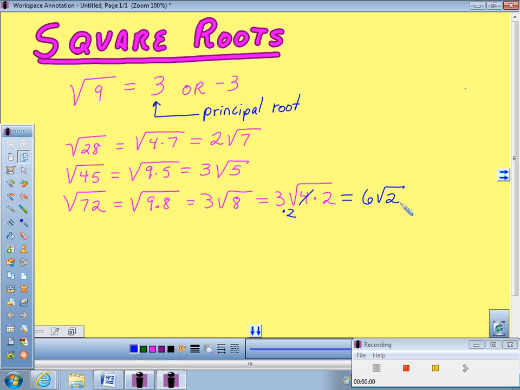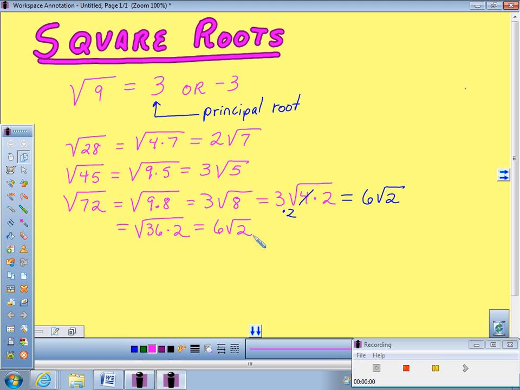Now, the faster way to have done that, rather than having to do it twice, is to also notice that 72 is really 36 times 2. So if you can think of a bigger perfect square number that works, you can actually break it down faster, because the square root of 36 is 6, and I'm left with 6 square root of 2 again. So it's worth your time to try to think of the biggest possible perfect square number you can use to break it down. But if you don't, you can just continue to break it down 2 times to get to your answer.